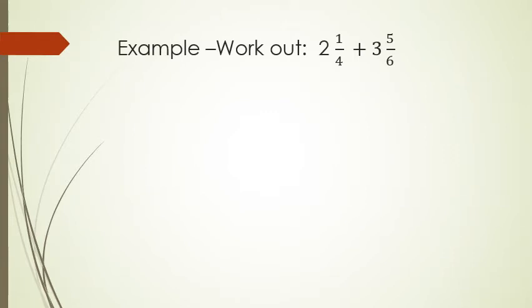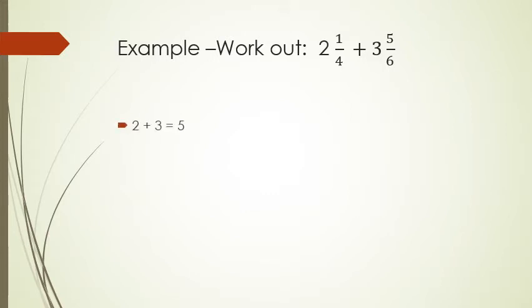Next example we have is: work out 2 1/4 plus 3 5 by 6. Here you can see that these are not simple fractions but mixed numbers. Mixed numbers are those numbers which have a whole number and a fraction. So what can be done for this type of questions? The first step is to add up the whole numbers. The whole numbers in the question are 2 and 3. So we can add them. 2 plus 3 is equal to 5.